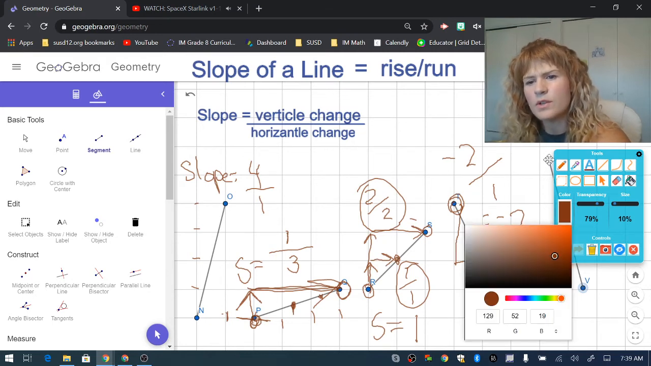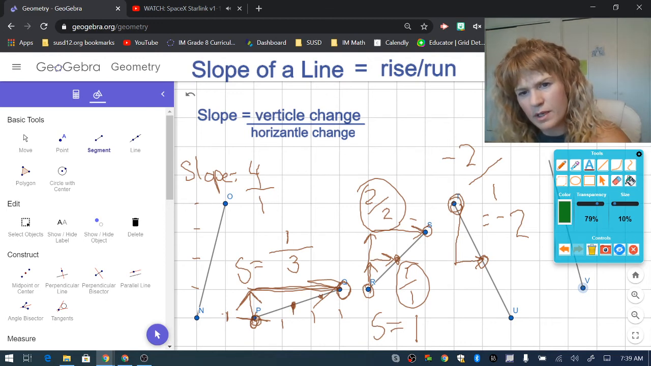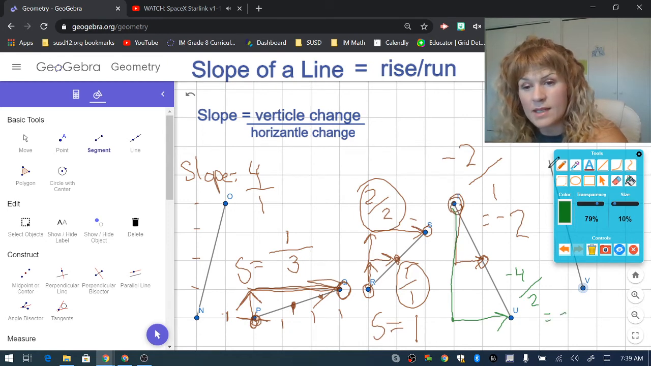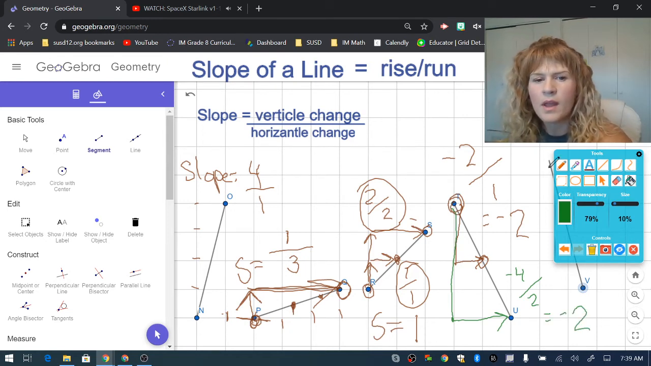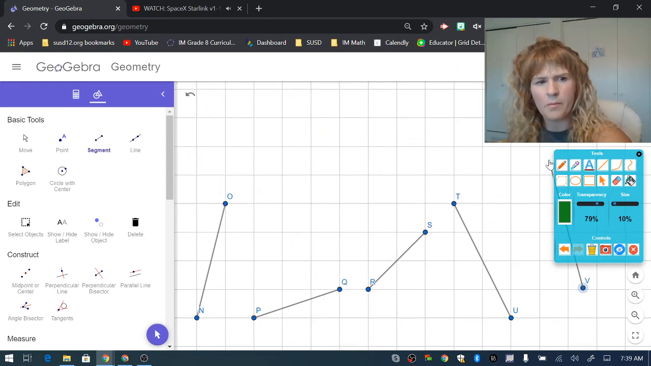And you know what? You could measure that differently and get the same answer if you go from point to point. 4 units down, 2 units over. Write the slope as -4 over 2. But when you simplify that, that is also -2. Okay, don't forget how to calculate the slope of a line. It is rise over run. Don't forget, okay? I'm going to clear my screen and show you a new line.